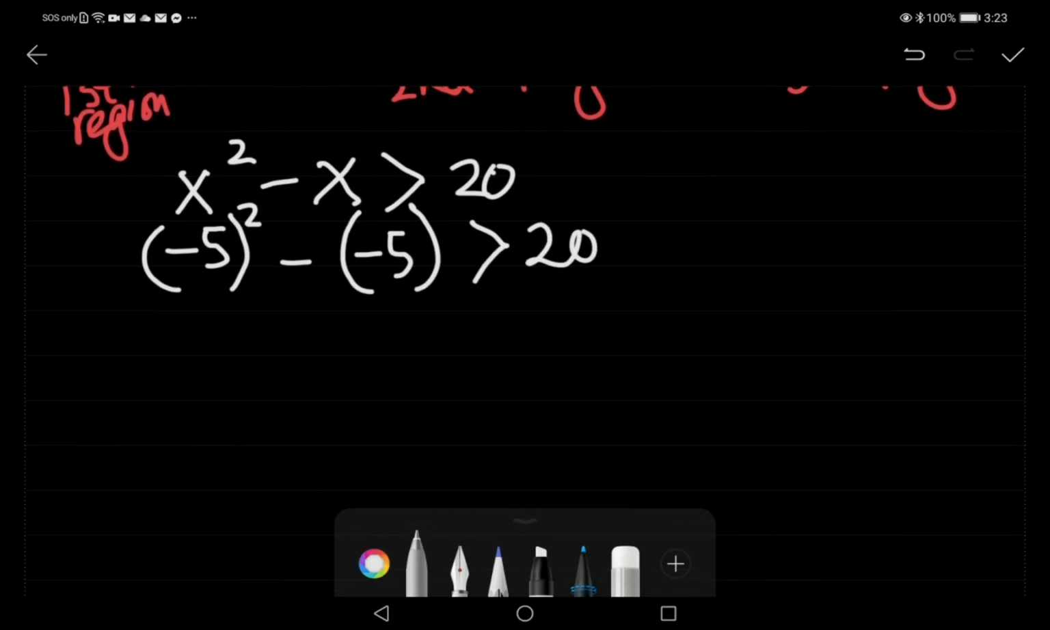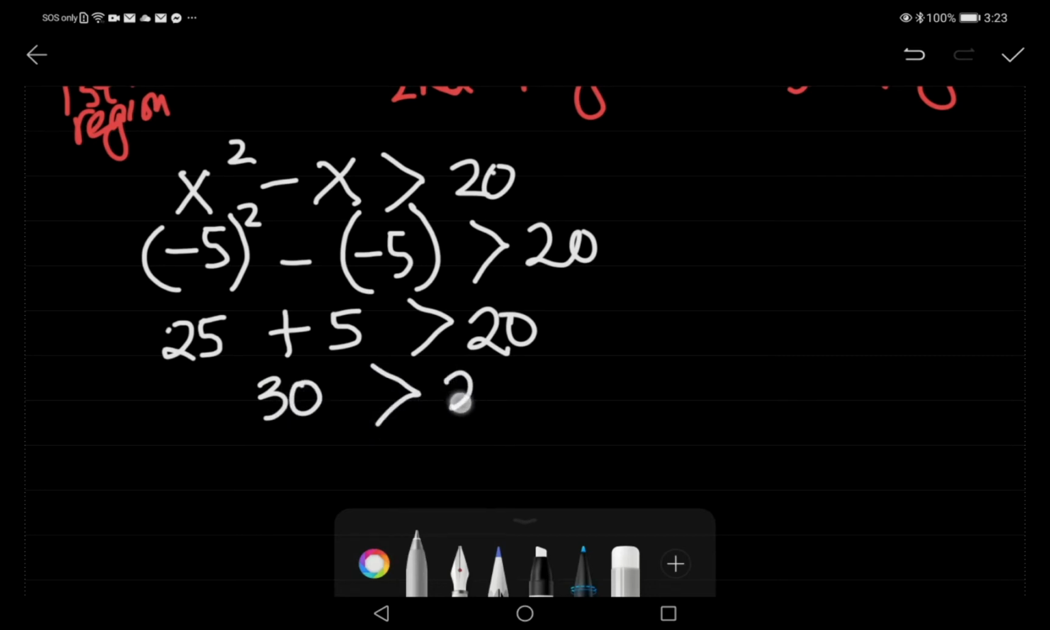So -5 times -5 is positive 25. So 25 na siya diri. Then negative times negative is positive 5. It's greater than 20. So 25 plus 5 is 30, greater than 20. So this is true. Tama siya. Kaya ang 30 mas dako man siya sa 20. So this is true.